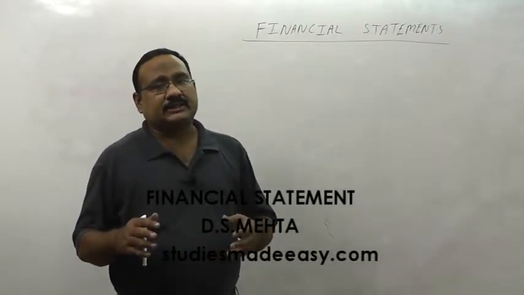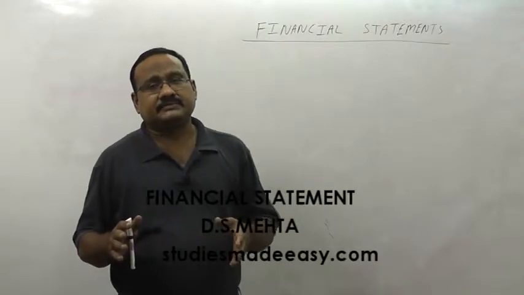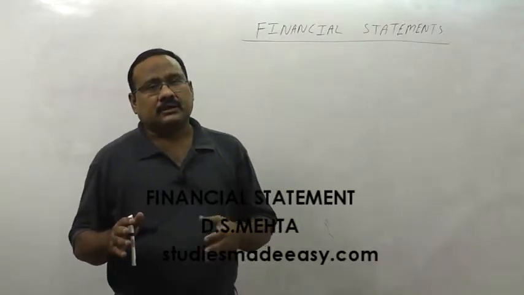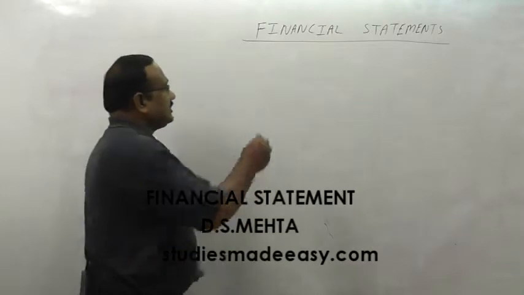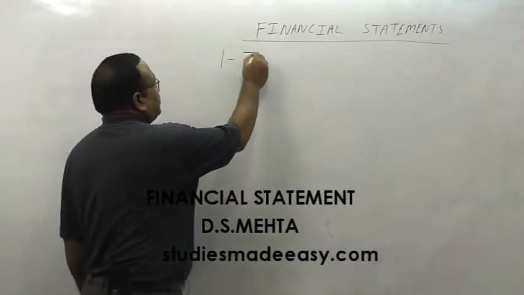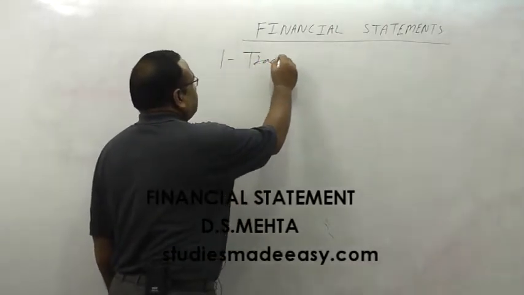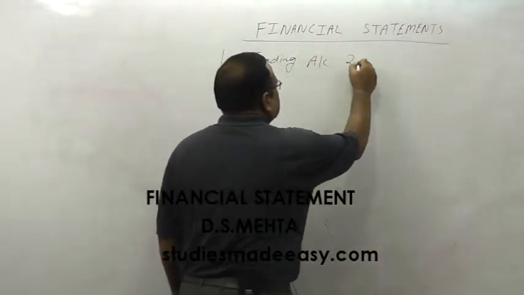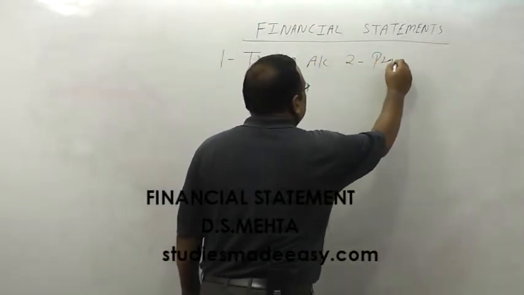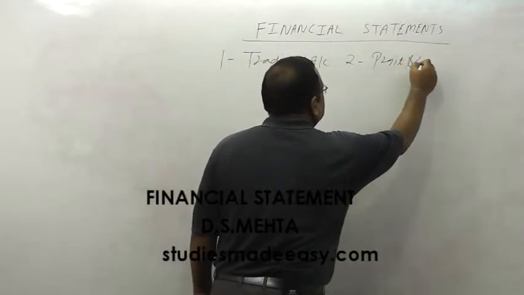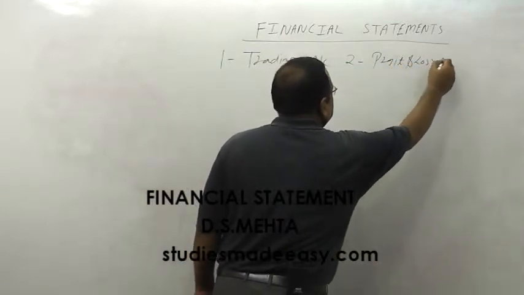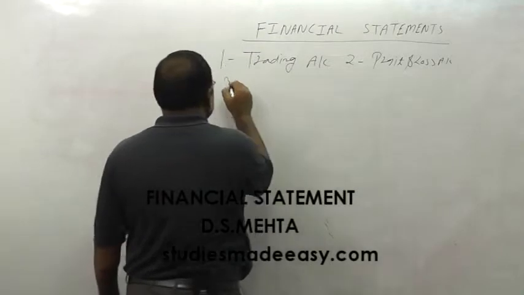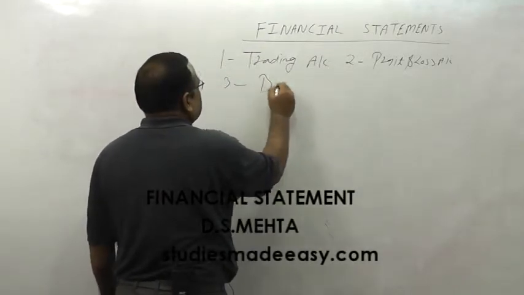The financial statements which are prepared are: number one is trading account, second is profit and loss account, and third is balance sheet.